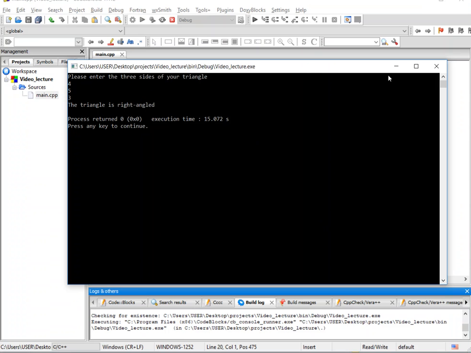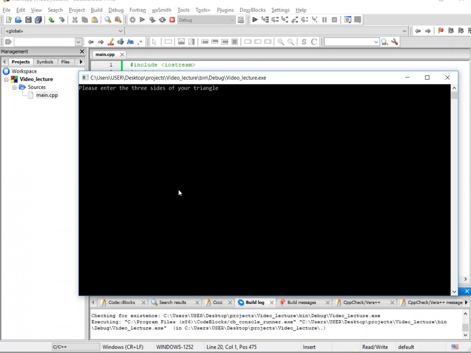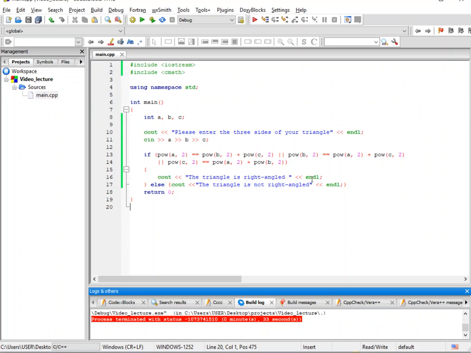Let's go and do the other one and see. Let's run it again and enter different values. We'll enter like 6, 3, and 4. The triangle is not right angled. Remember, 6 squared is what? 36. 3 squared is 9. 4 squared is 16. So 36 is not equal to 9 plus 16. Again, 9 is not equal to 36 plus 16. Then again, 16 is also not equal to 36 plus 9. And that brings us to the end of our program.